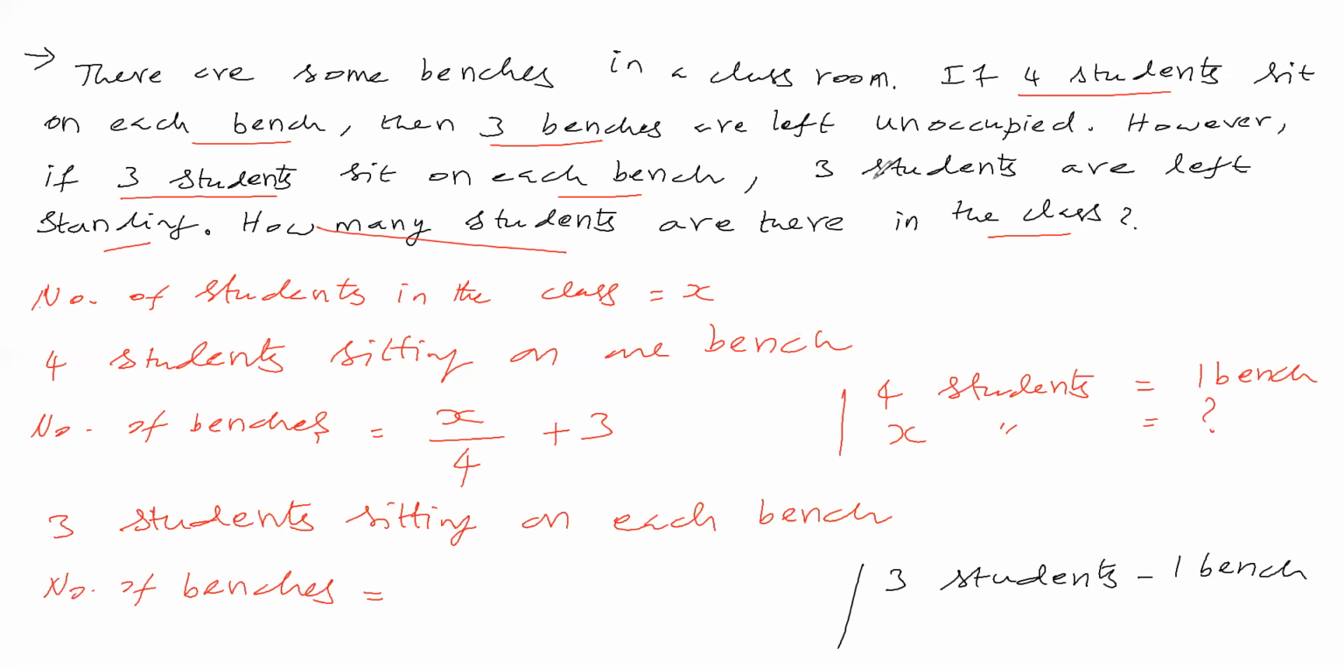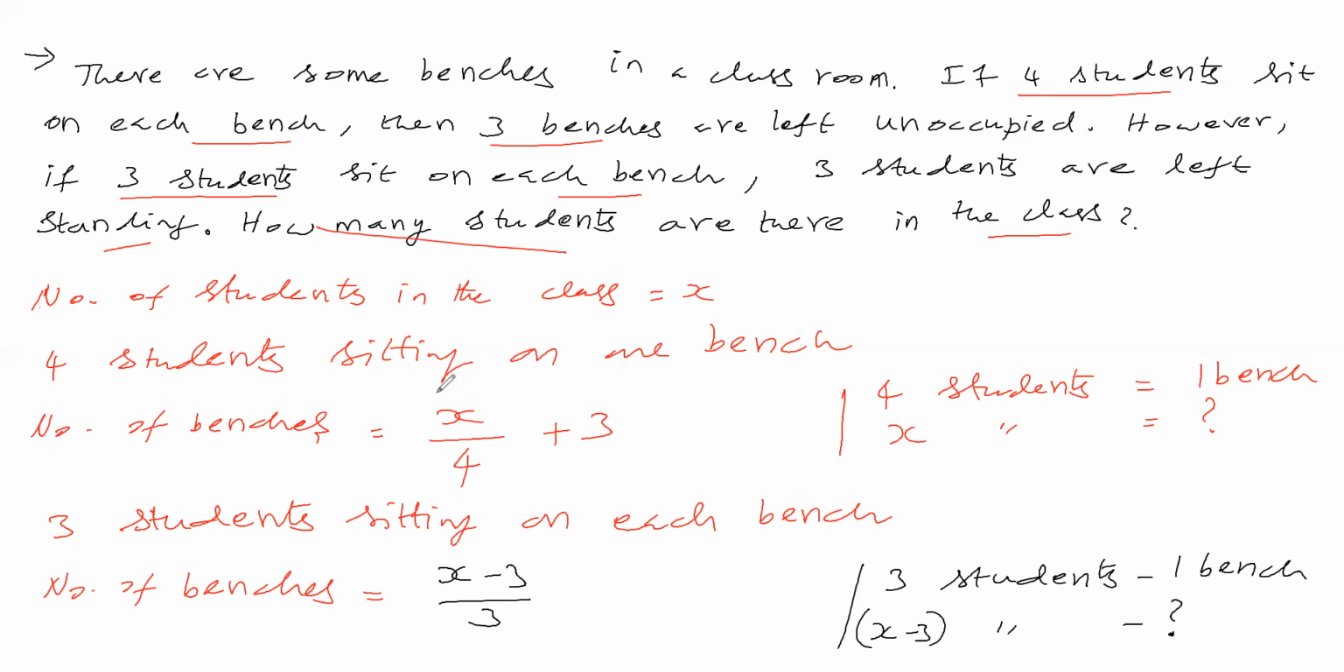Now, 3 students left standing means how many students are sitting in total? x minus 3 students sitting. For them, how many benches are there? (x minus 3) by 3 benches. Now see, 3 students sit on one bench. For the 3 students left standing, no bench is available. So x minus 3 students sat, and the benches occupied are (x minus 3) by 3.